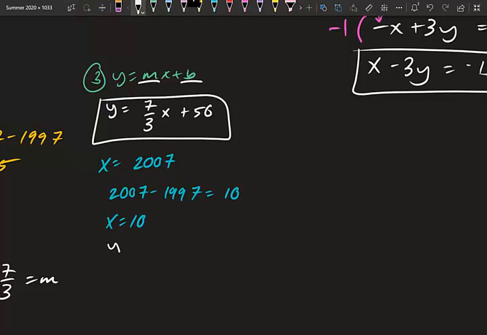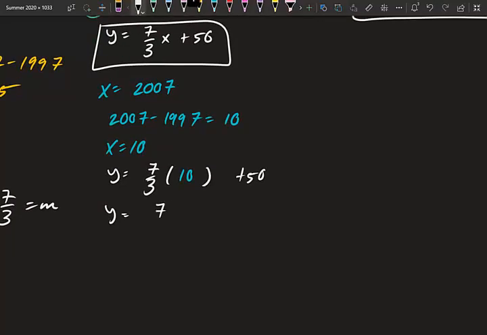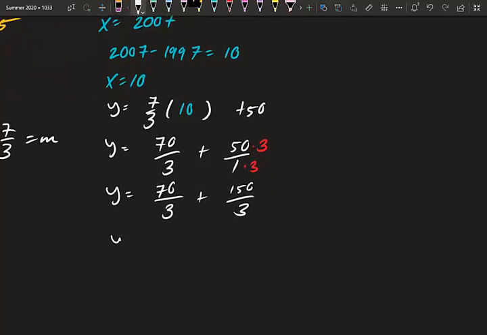Let's go ahead and plug in 10. We have y equals 7 over 3x, which is 10, plus 50. So we multiply straight across. So we have 70 over 3 plus 50. We need the same denominator, so I'm going to put this over 1. 3 times 1 is 3, so times 3 times 3. We have y equals 70 over 3 plus 150 over 3. So y equals 220. So it's 70 plus 150 is 220 over 3.